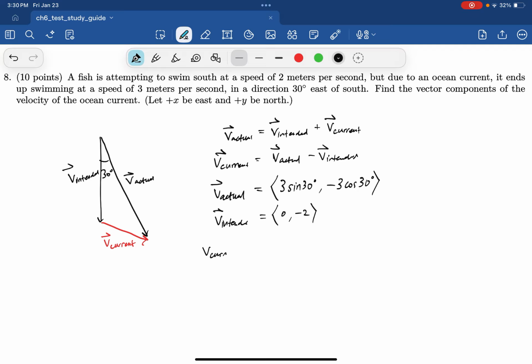Okay, so now we can find the current velocity components. It's just going to be v actual minus v intended. So that's 3/2, comma, negative 3 root 3 over 2 plus 2 meters per second.